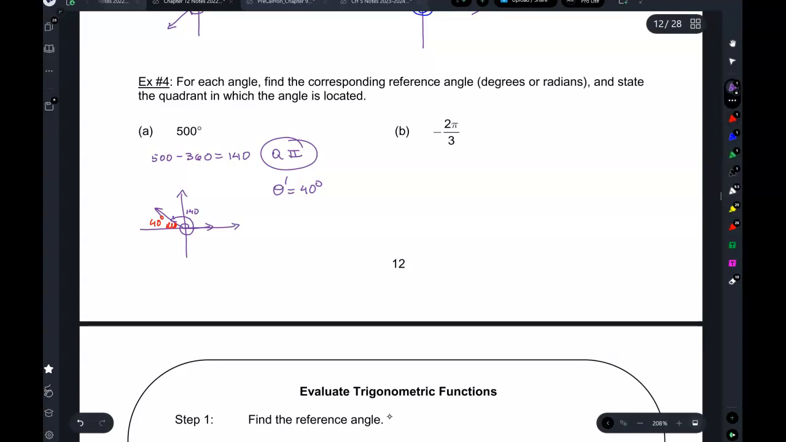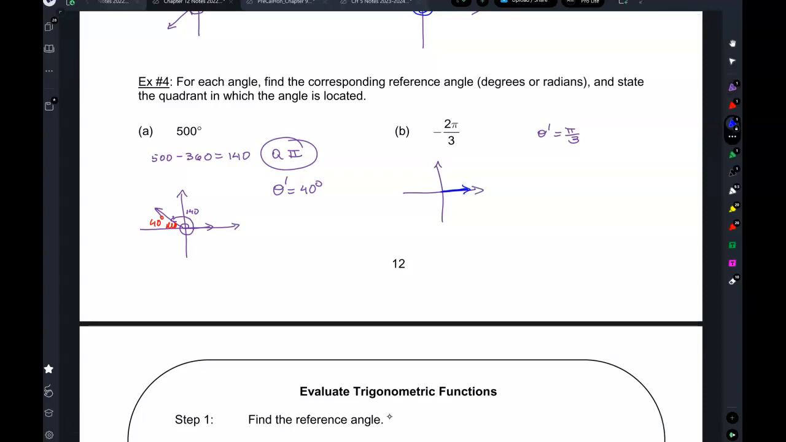Negative 2 pi over 3. What's the reference angle? Pi over 3. You see how much easier it is? No thinking involved, right? Like no math involved. So now, I start here. Negative 2 pi over 3. So that's 2/3 of a pi. It's more than a half, but not a full.